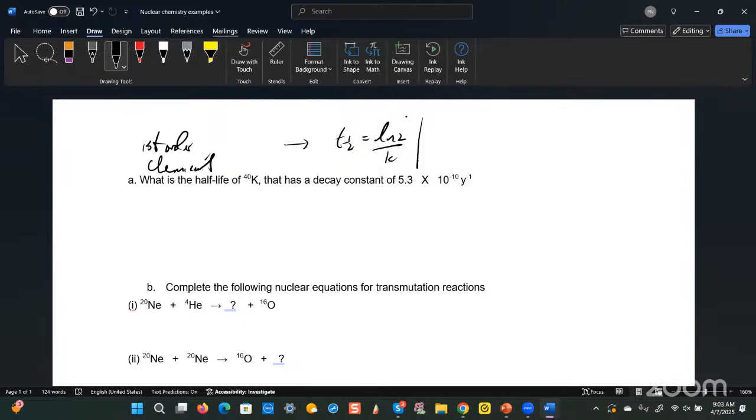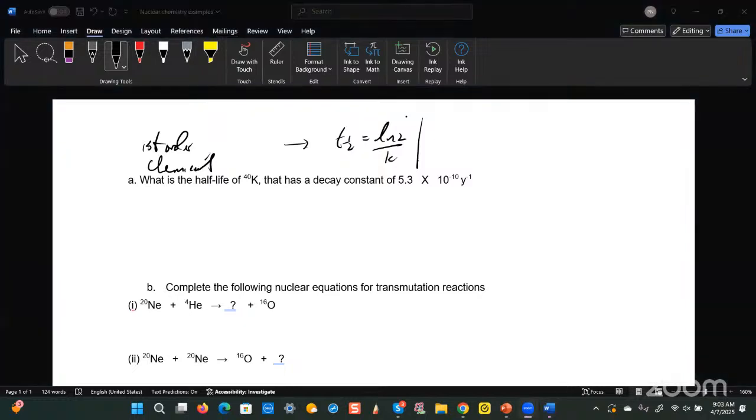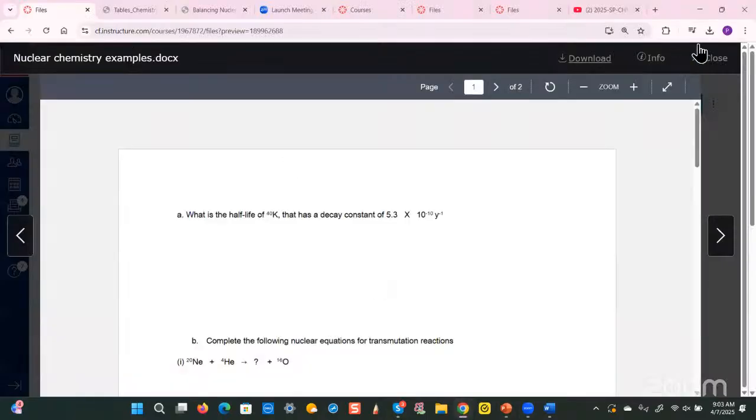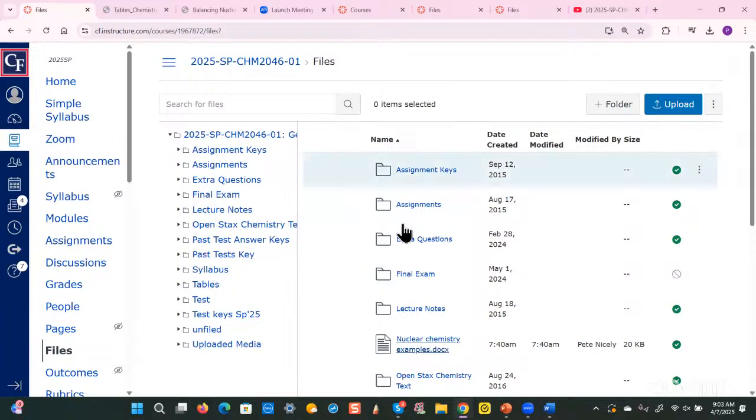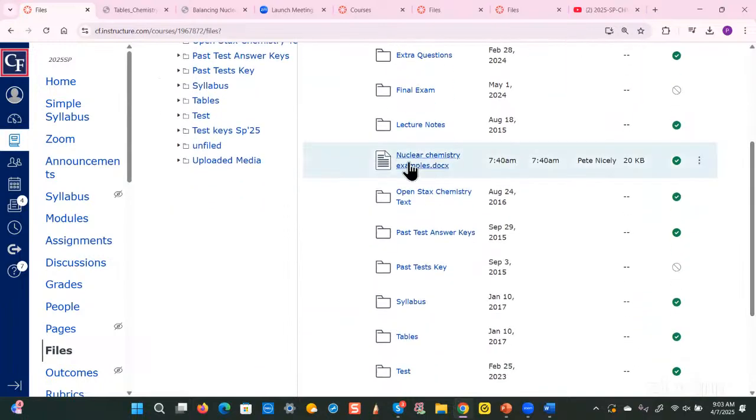Okay, hold on, somebody says something here. Oh, Ms. Macias, to answer your question, it is located under files. It's right here. I don't know if you can see. Let's scroll down here, where it says nuclear chemistry examples.